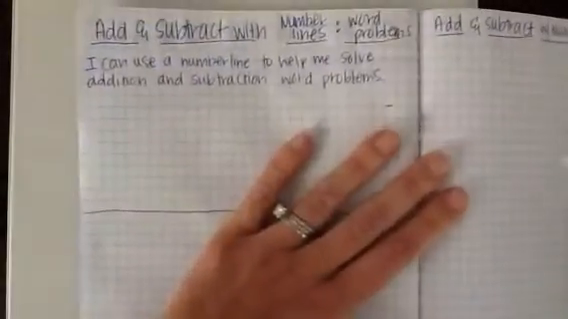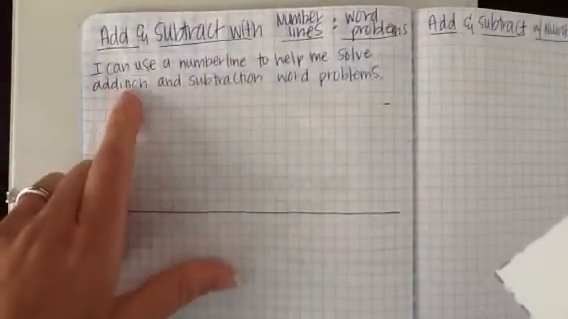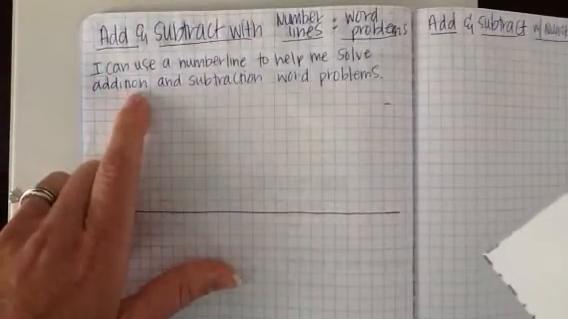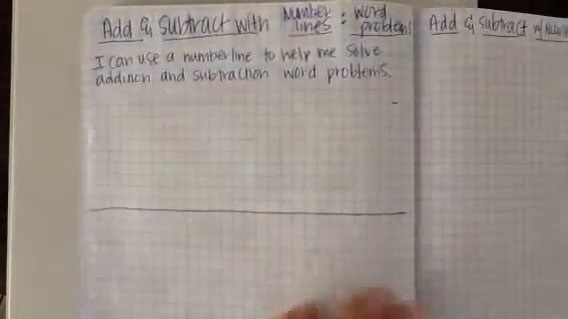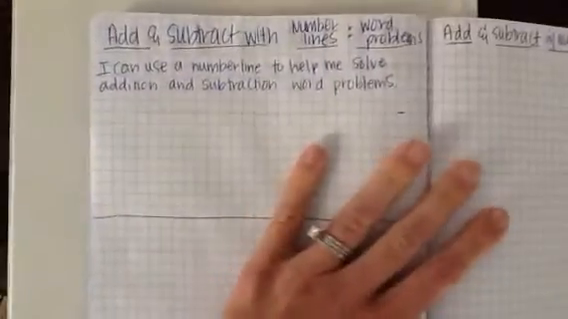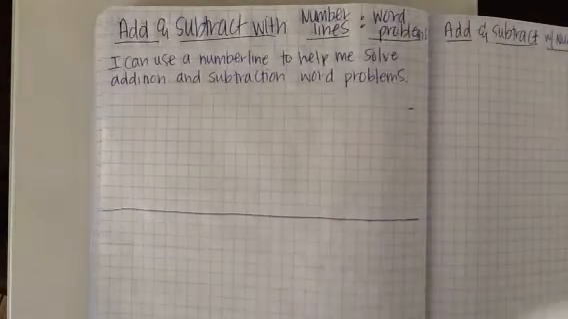On your paper, while I'm cutting, go ahead and write down your learning target: I can use a number line to help me solve addition and subtraction word problems. And then you're going to section your sheet into 3 different sections because we're going to talk about 3 different problems. Okay, go back and make sure that you write this in your table of contents and include the date and page numbers as well.